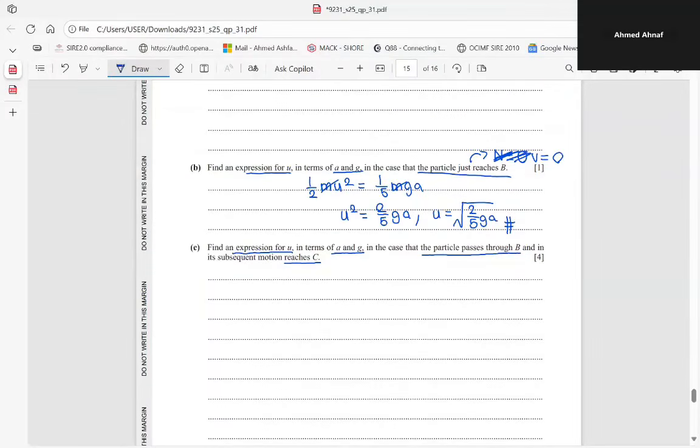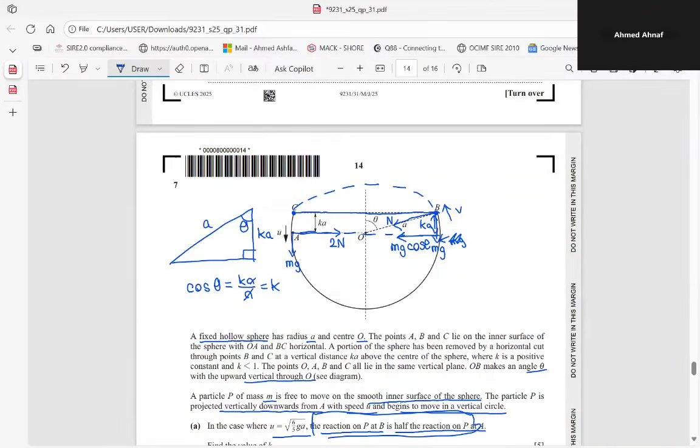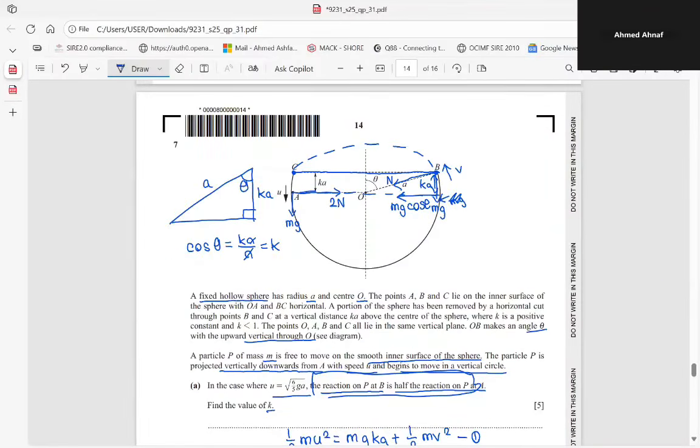Find an expression for U. So we should know what our V is and the angle at which it is projected from B. Since this is a right angle, this is 90 minus theta, B would be projected at theta degrees at V meters per second.